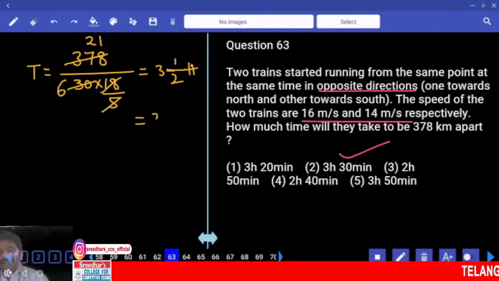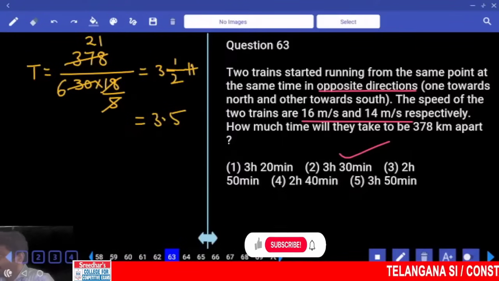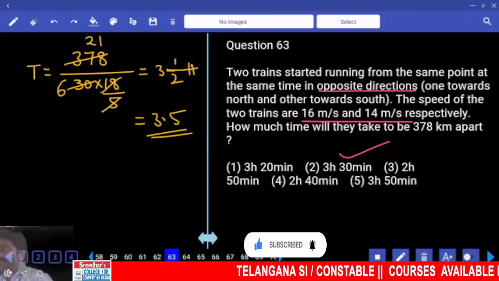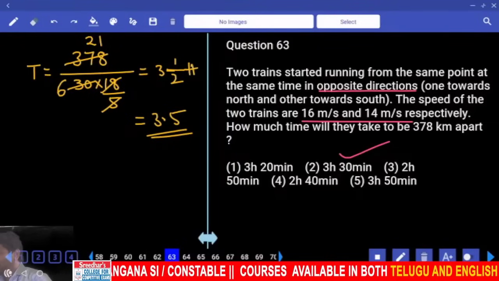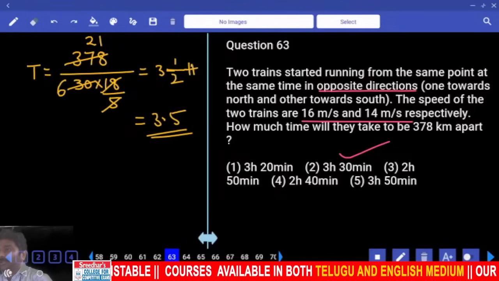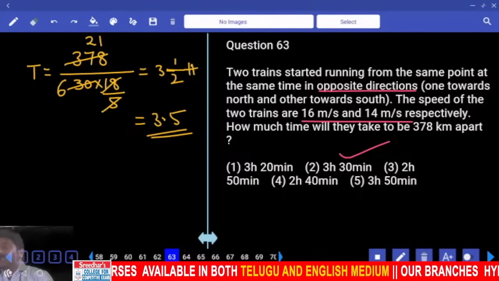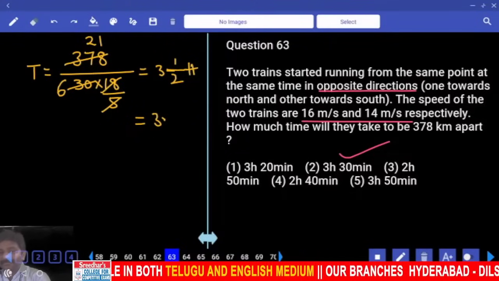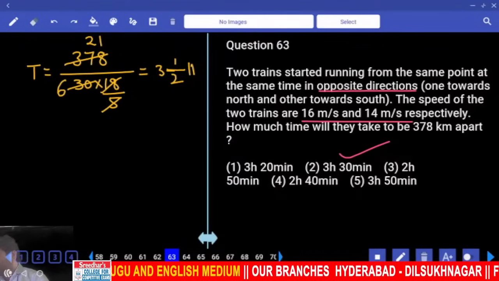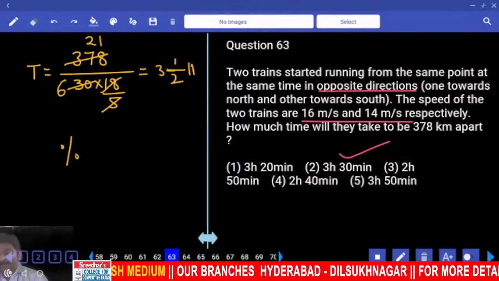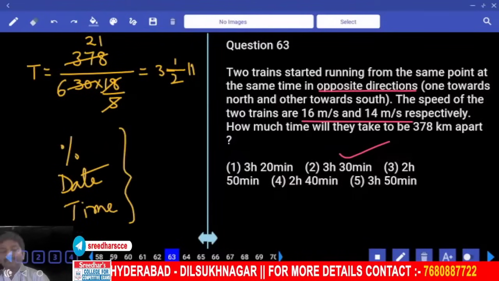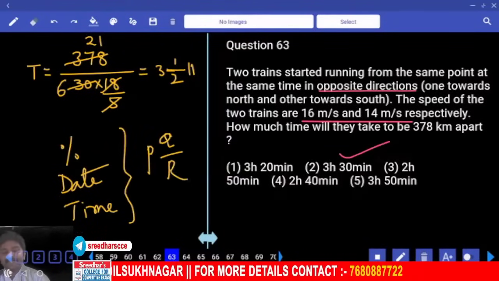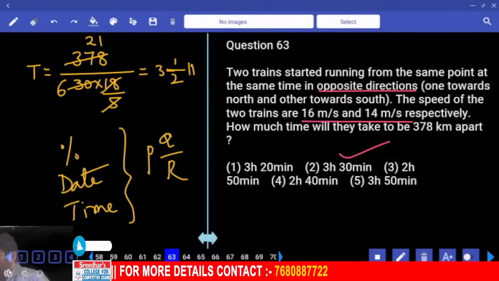See, please do not write this as 3.5. Read it as 3 1 by 2 only. What will happen on that day if you write it as 3.5? 3 hours 50 minutes. There is a chance of selecting an option called 3 hours 50 minutes. So you cannot convert like that. This is the thumb rule that you have to follow. Percentage conversion, date conversion, time conversion should always be in the form of mixed fraction, but it should not be in decimal format.